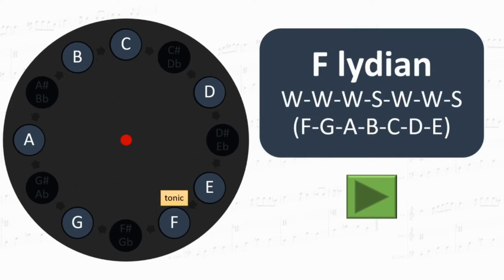Next is the Lydian mode. This one is very similar in sound to the Ionian mode, or the major scale. The only difference is that the first semitone is between the fourth and the fifth note. The result is that the fourth note is higher, and that gives an uplifting quality to this mode.